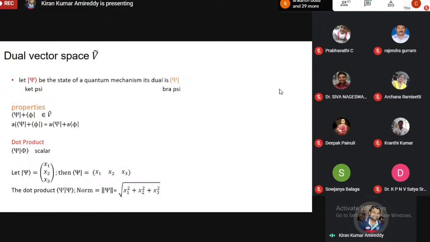So then we define the dual vector space. Suppose we have a particular state, right, it also has its dual nature. So this is called a ket type. Its dual nature can be represented like this. Its dual nature can be called as bra, with the reverse sign.